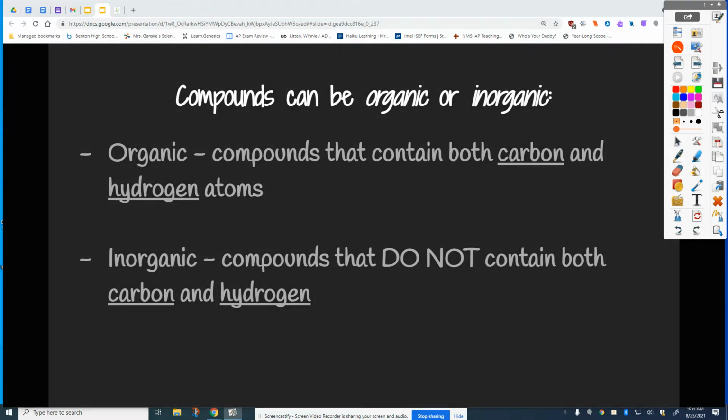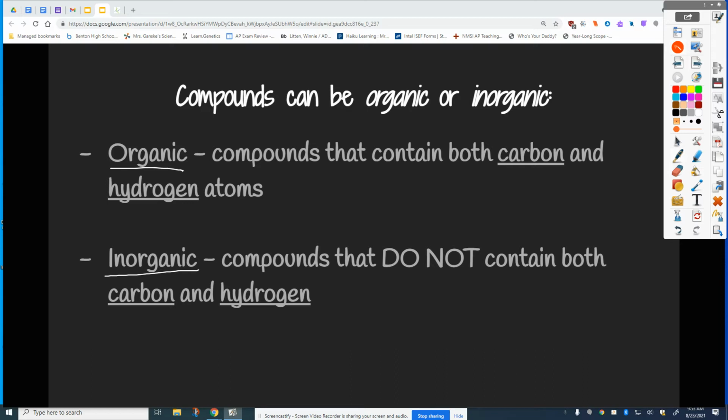Organic, in this case, means it contains carbon and hydrogen. Inorganic means it does not contain both carbon and hydrogen. So if it's inorganic, it can have carbon, but not hydrogen, or it can have hydrogen and not carbon. So where would water fall? Which category would water be in? Say it loud. Inorganic. Because it has hydrogen, but does it have carbon?